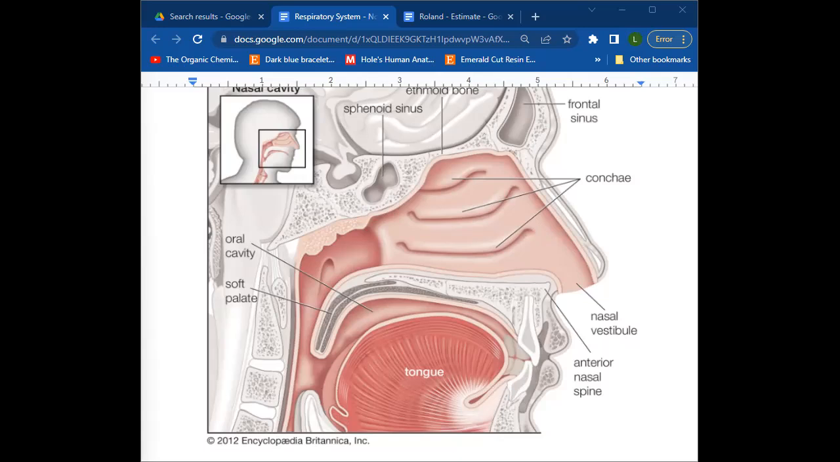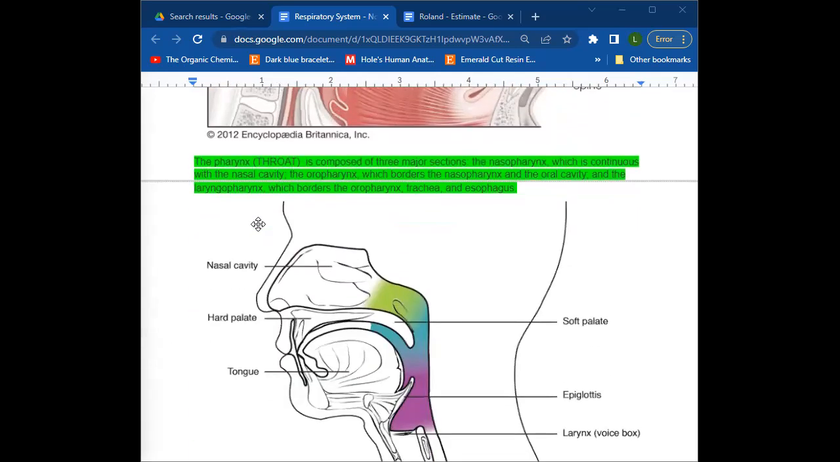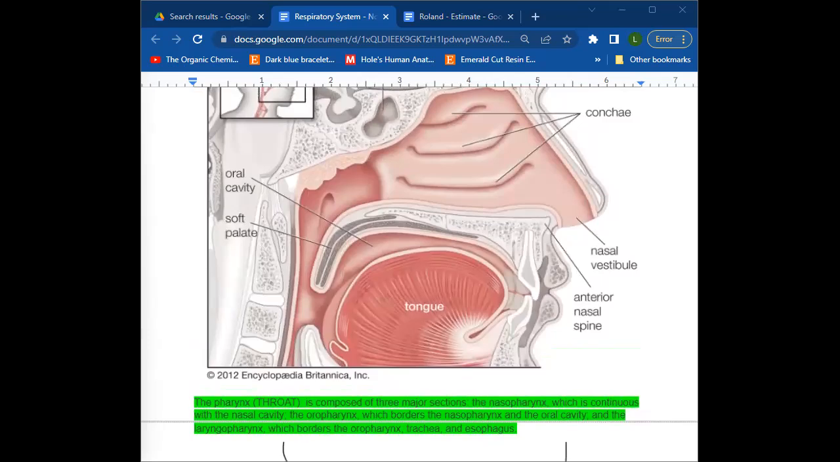Right, this is a good picture. It shows specifically the nasal conchae. And right, like I said, the nasal conchae are supposed to expand the surface area.